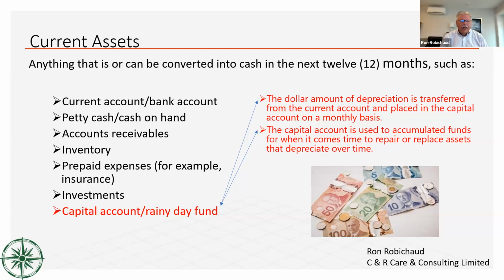Now, if you're into the cruise line industry, well, it takes 3 years, 4 years to build a cruise ship. So this does not apply. But for the businesses we're talking about, inventory is basically things that you'd want to convert in the next 12 months. Prepaid expenses, sort of like insurance.